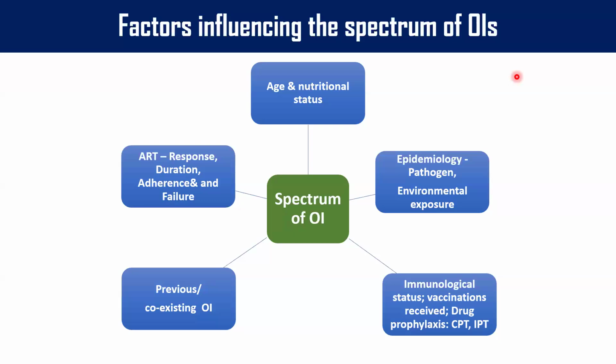Is this IRIS that I am looking at? Most important is ART. When was the ART initiated? Whether the child is responding to the ART or is showing signs of failure to the ART. How is the adherence? What is the duration of ART? So all these factors will influence the spectrum of OI we are going to see in our clinical practice.